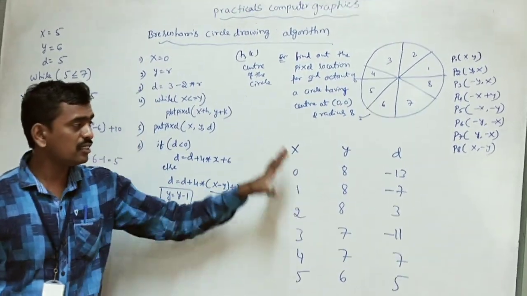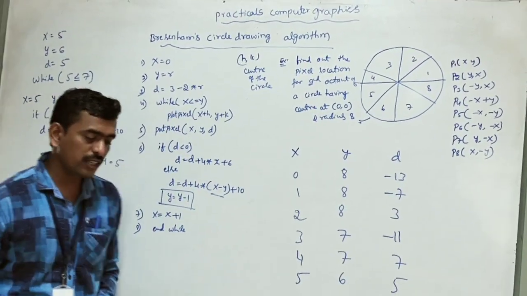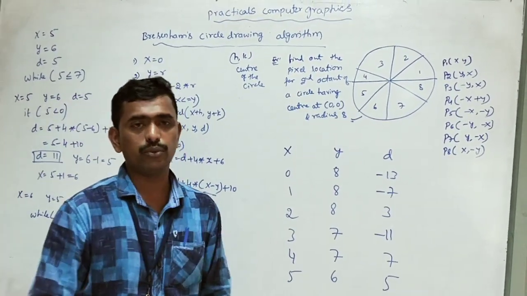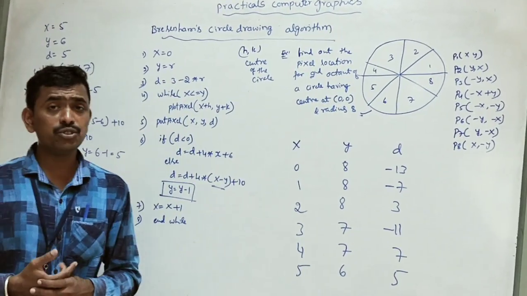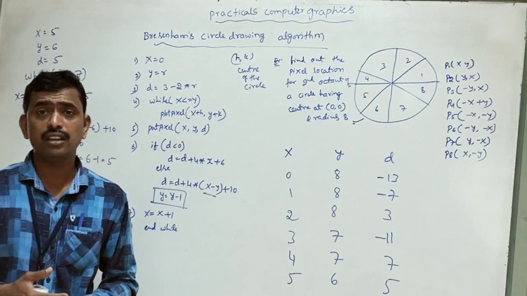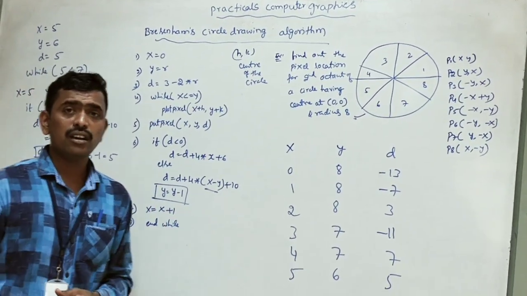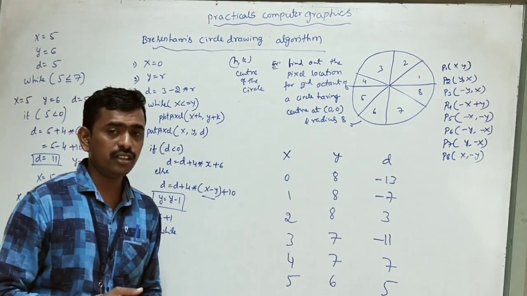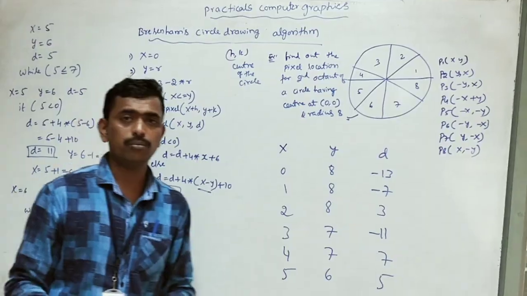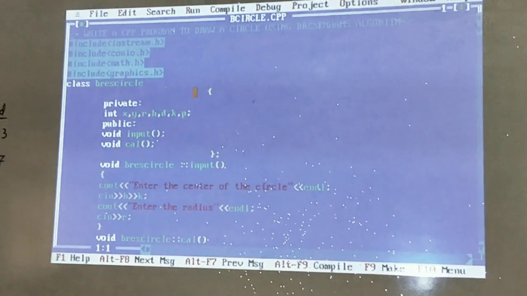Okay, this is the circle drawing, the execution of the program in computer graphics. I would like to explain the execution of the program practically. I show the monitor on the screen. In this practical session, I will explain the execution of the program. This is the program for executing the circle.